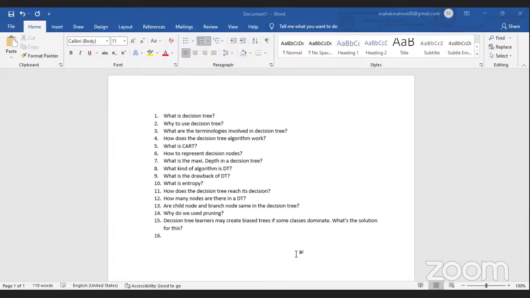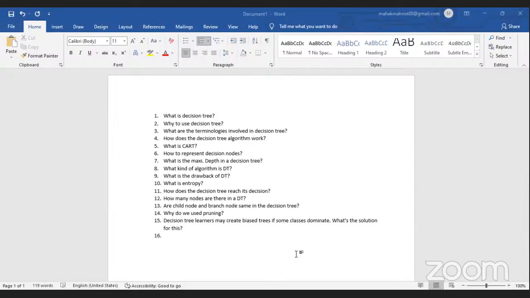It is possible that decision tree learners may create biased trees, because if some classes dominate, they create biased trees. So how do we solve this issue? How do we avoid creating biased trees if we have some dominant classes? We balance the data set prior to fitting. Before fitting the data set, we balance it.